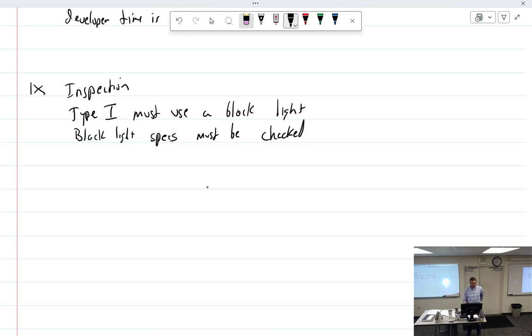So number one, we can't have too much white light. We have to have the maximum, which is 2 foot candles, or 20 lux. Would you like to know exactly what 2 foot candles is?